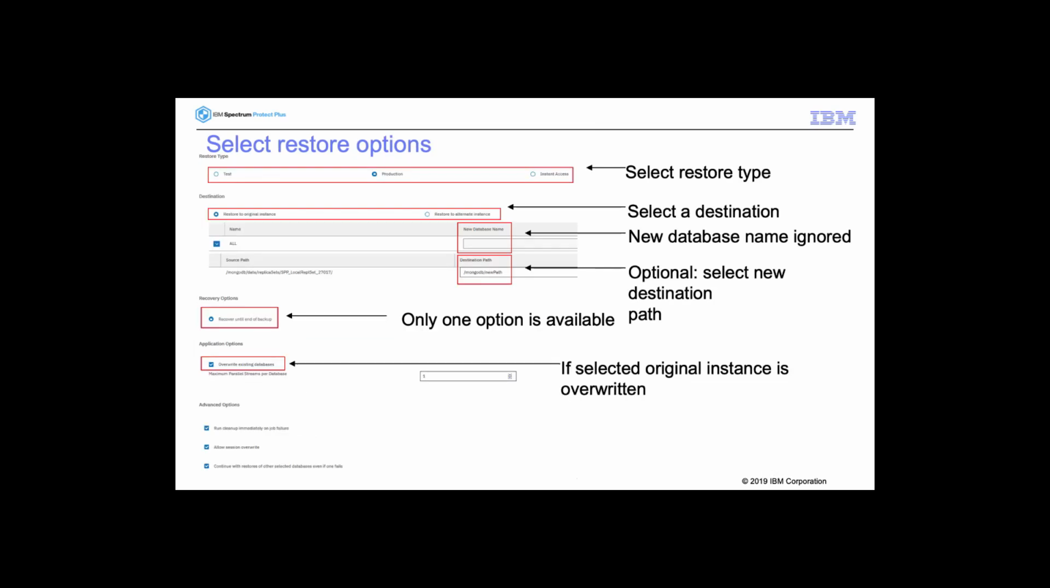You can do test, production, and instant access restores, and those work just like any of the other databases. You can select a destination, either the original instance or an alternate instance. We do not support new database name at this time, but we do support restoring to a new destination path. We're not supporting logs at this time, so you're only going to have the recover until end of backup option, and you'll also be able to overwrite the original MongoDB instance if you choose that overwrite option.